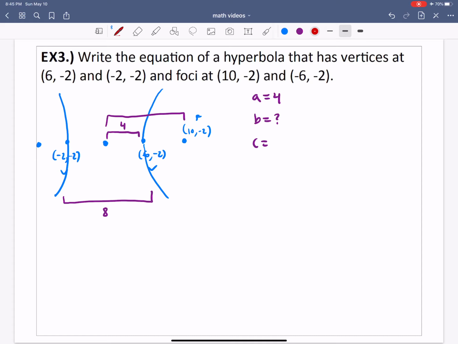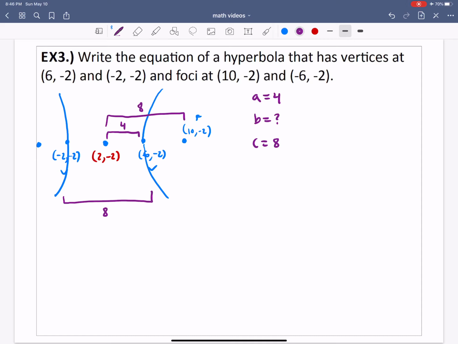So now let's actually find the location of the center. The center is going to be at 2, -2. It's halfway between -2, -2, and 6, -2, okay? Then count how far apart the center and the focus are. Well, it's 8 units.